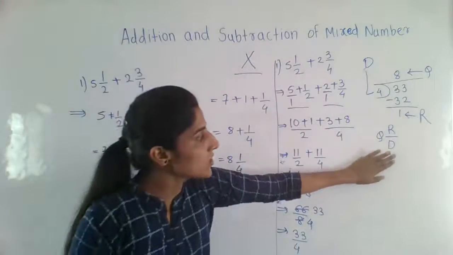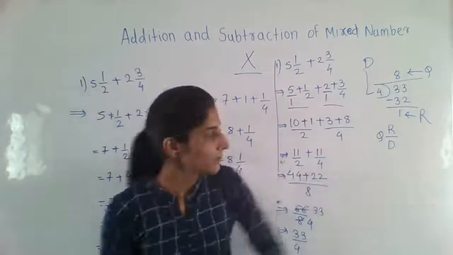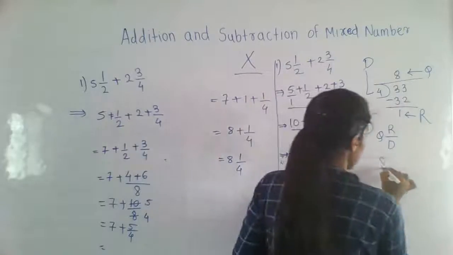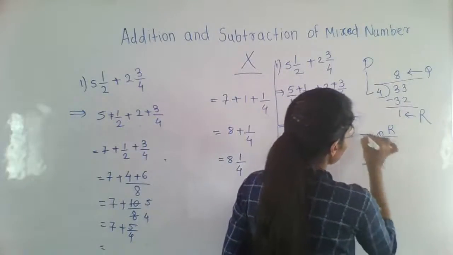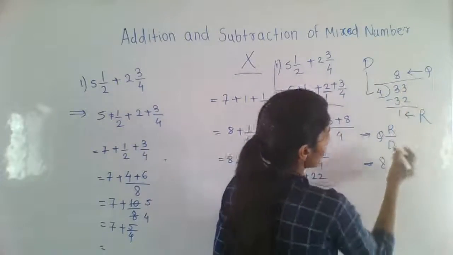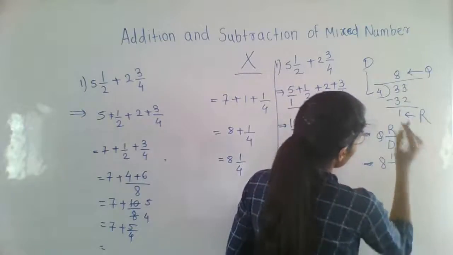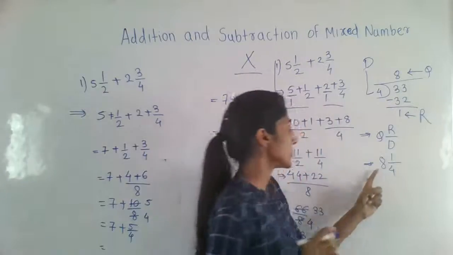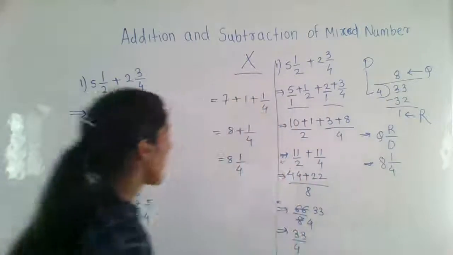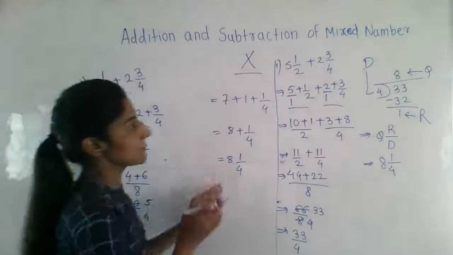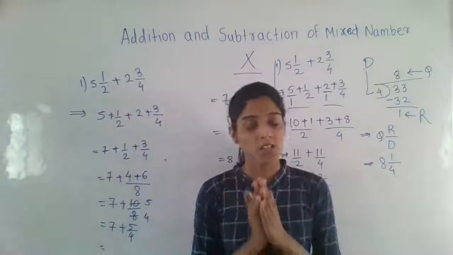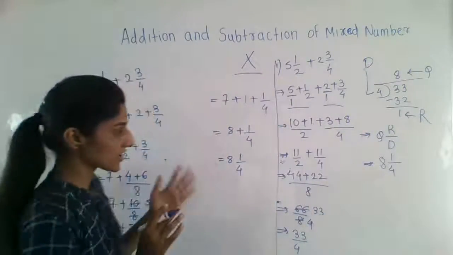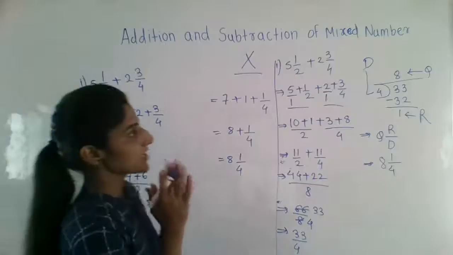Now put the values of QRD. Okay, what is the value of Q? That is the 8. Okay, 8, then R is 1 and what is the value of D? That is 4. Now you can see 8 and 1 by 4 and that is also 8 and 1 by 4. Both the methods give the same answer. You can use any method which is easy for you.